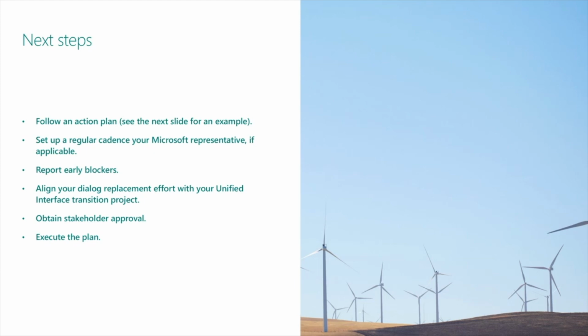We'll look at one of these examples. Set up a regular cadence with your Microsoft representative, if you have one. If you have a fast track architect engaged with you, make sure that you have a regular cadence with him to discuss your dialogue replacement activities. Report blockers early. So again, leverage your fast track architect, leverage Microsoft support or any Microsoft representative to raise any concerns or blockers that you have.